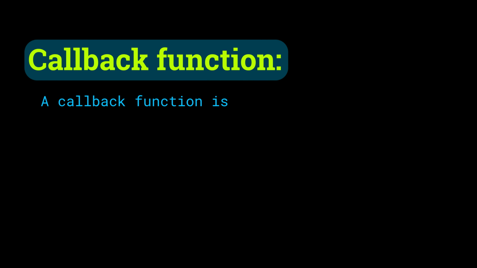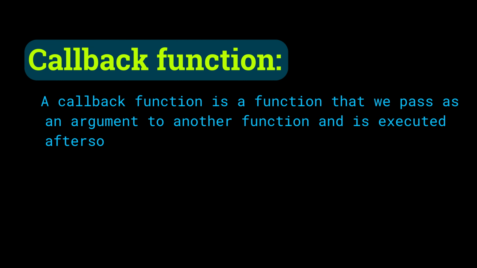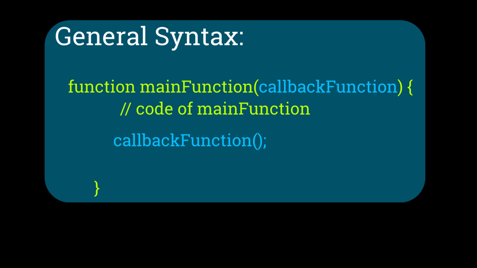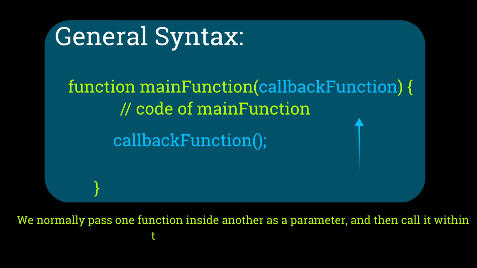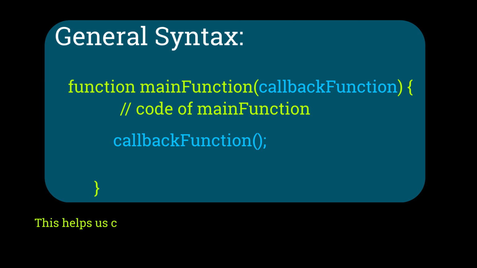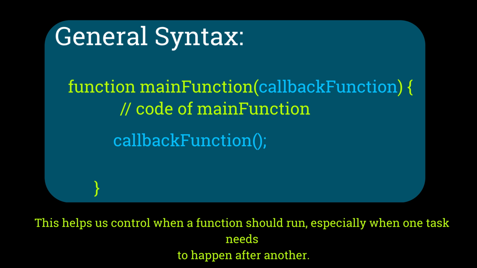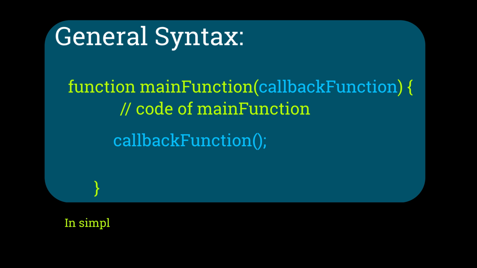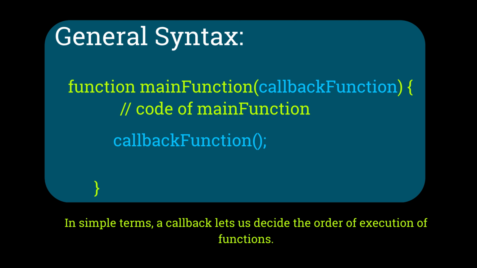A callback function is basically a function that we pass as an argument to another function and is executed after some operation is completed. So this is the basic syntax of a callback function. We normally pass one function inside another function as a parameter, and then call it inside that function using parentheses. This helps us control when a function should run, especially when one task needs to happen after another. In simple terms, a callback lets us decide the order of execution of functions.